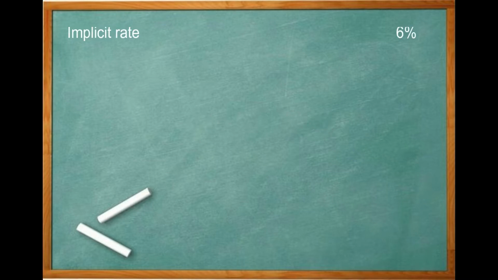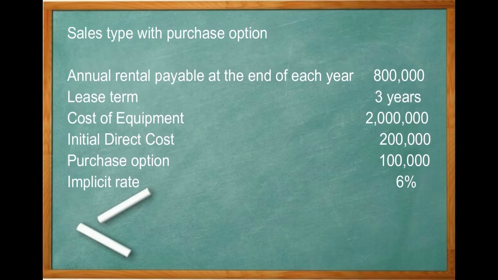Problem 4. Sales type with purchase option. Annual rental payable at the end of each year, 800,000. Lease term 3 years. Cost of equipment, 2 million. Initial direct cost, 200,000. Purchase option, 100,000. Implicit rate, 6%.